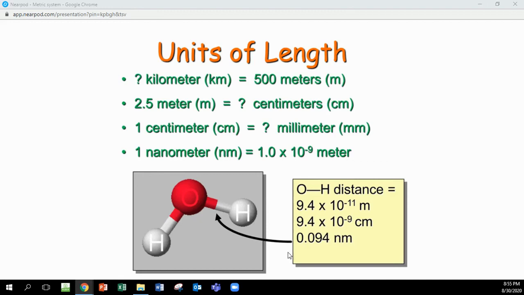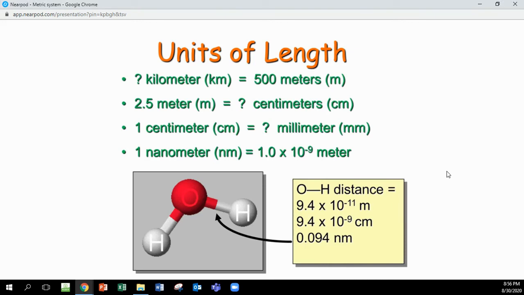We could also say, instead of saying this is 0.094 nanometers, we could say it's 9.4 times 10 to the minus 11 meters. This number is easier to work with. But they are all equivalent. So you need to be able to tell what are equivalent and what are not equivalent. Okay, so you're going to be practicing that when you go through the Nearpod.